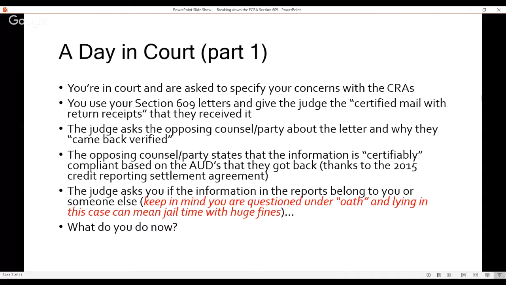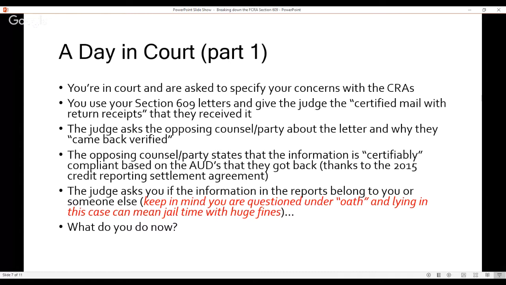And then the judge will ask the opposing counsel, actually not yourself, but the other party. Let's say if it's Equifax, they're going to ask Equifax why the items came back verified after the letter, if they saw it. Of course, the opposing party is going to say, well, the information is verified based on the certified compliance of the AUD, which is the Universal Data Form. I talked about this in a couple of my other videos. Based on the Credit Reporting Settlement Agreement in 2015, they have a little checkbox. They can say it's certifiably compliant, and that basically justifies accuracy and verification, okay?